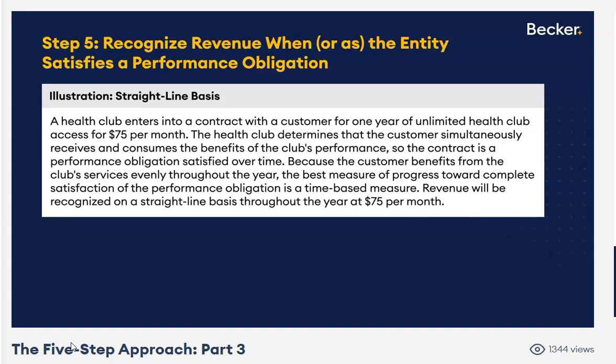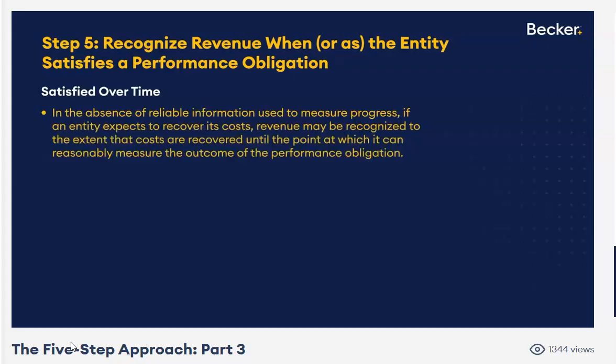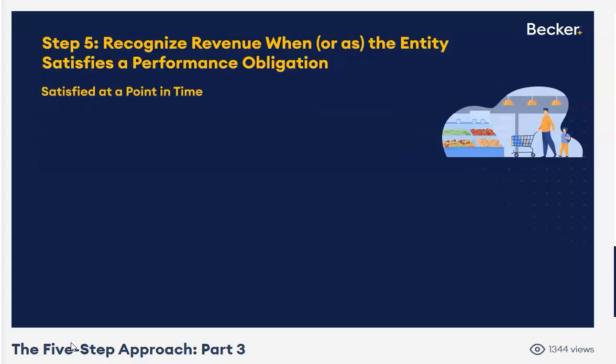So since this is time-based, you would recognize it straight line throughout the year: $75 each month, for a total of $900 over the course of the year. Now notice, in the absence of reliable information, if an entity does not expect to recover its costs, you'd book the loss right away. Rule of conservatism. But assuming that you anticipate making money and the customer is going to pay you, then revenue may be recognized to the extent that costs are recovered, until that point when you've received all the money and can then book the income.